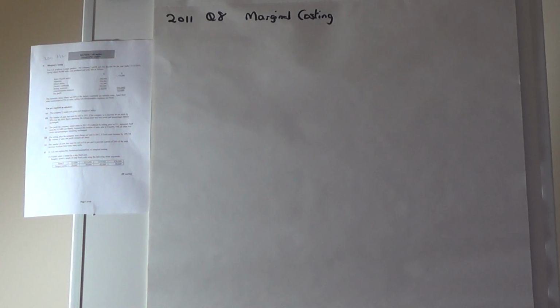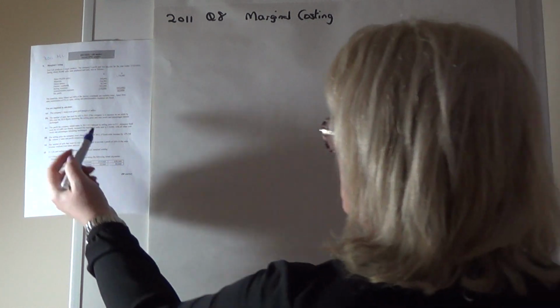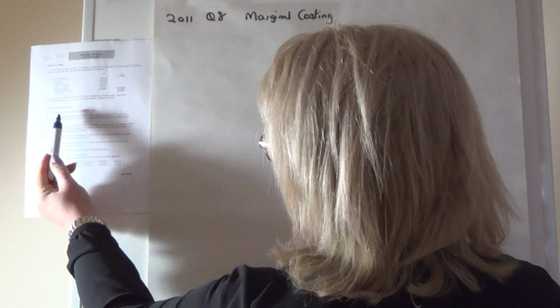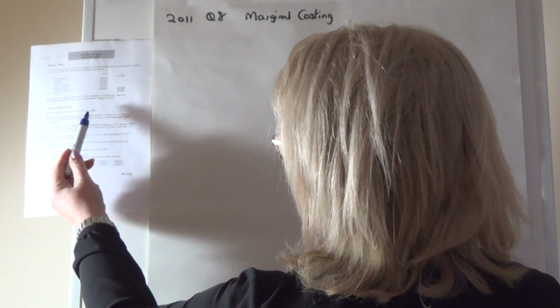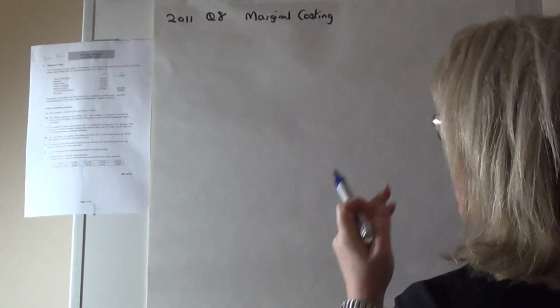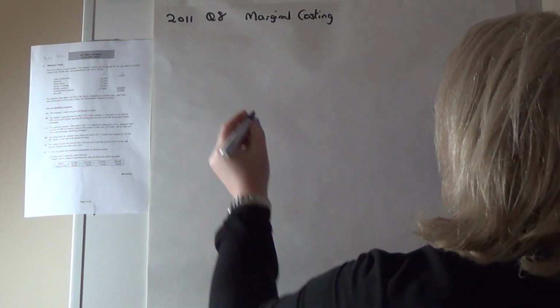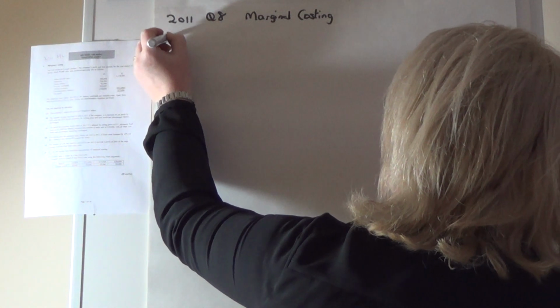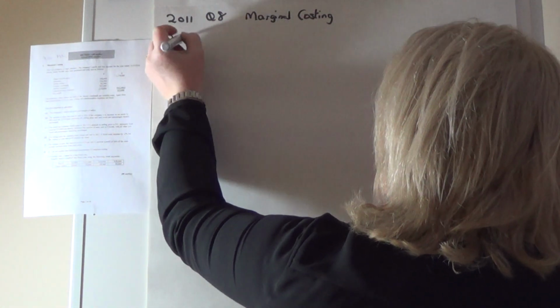Okay, so we're going to take a look at 2011 question 8, marginal costing, and the first thing it asks you to do in the question here is to set out the company's break-even point and margin of safety. So in order to get those, we need to do the marginal costing statement first of all. So we'll start off with our part A.